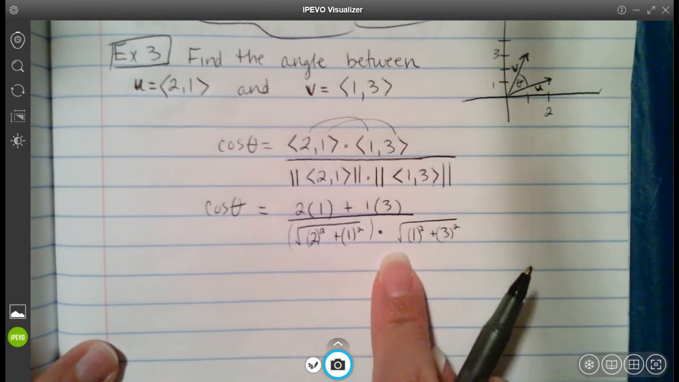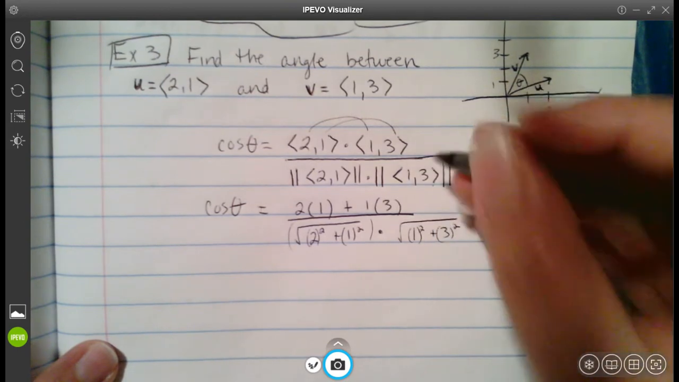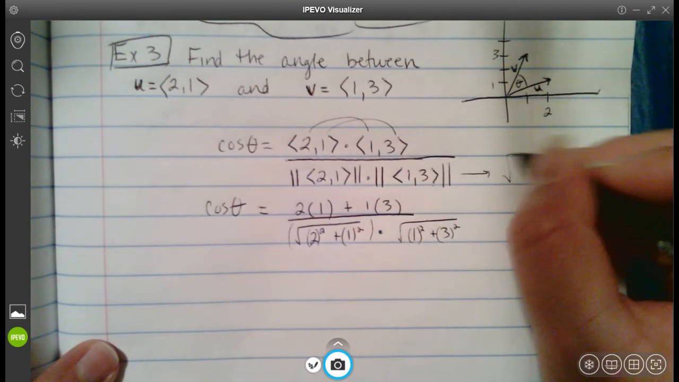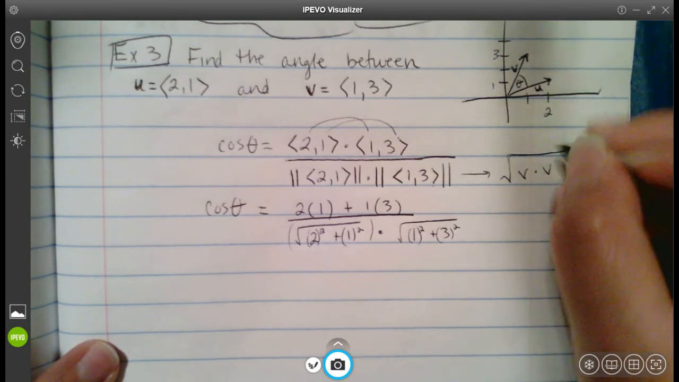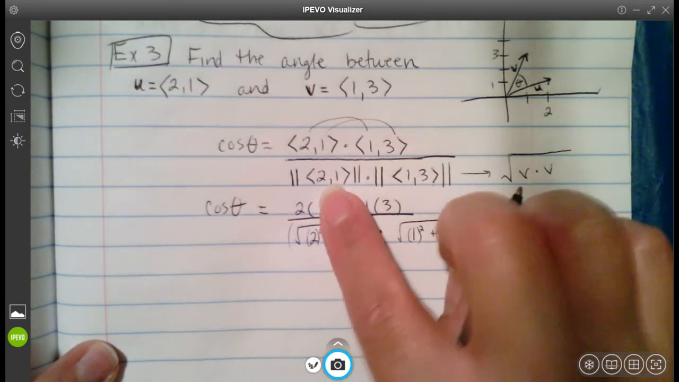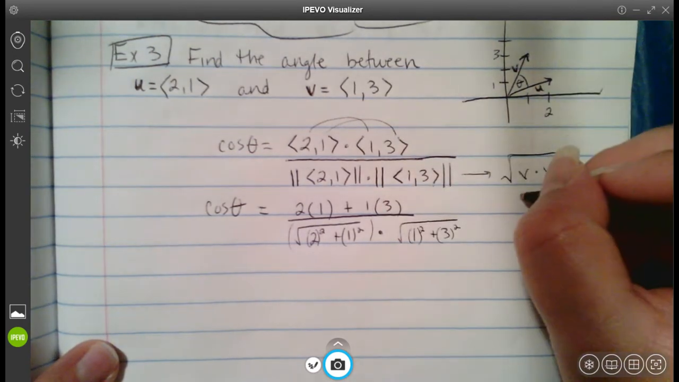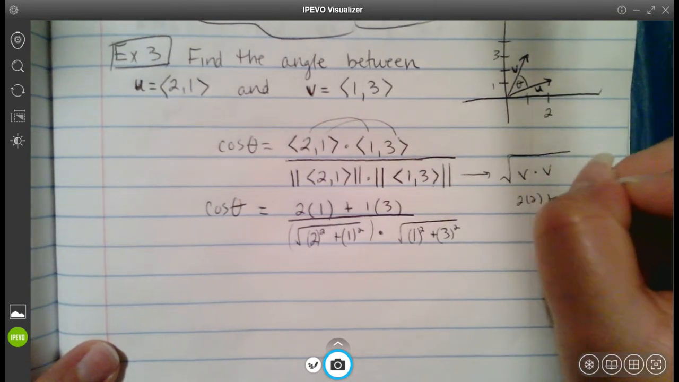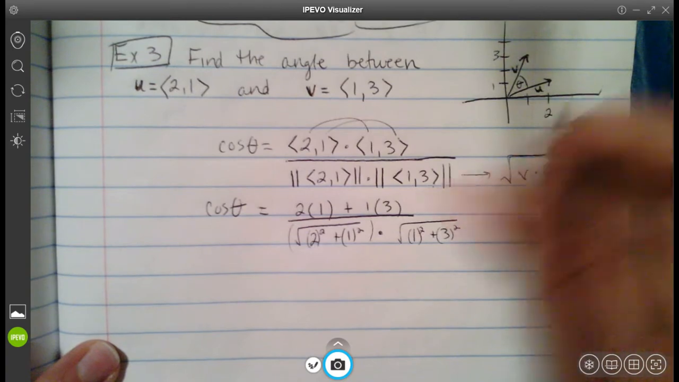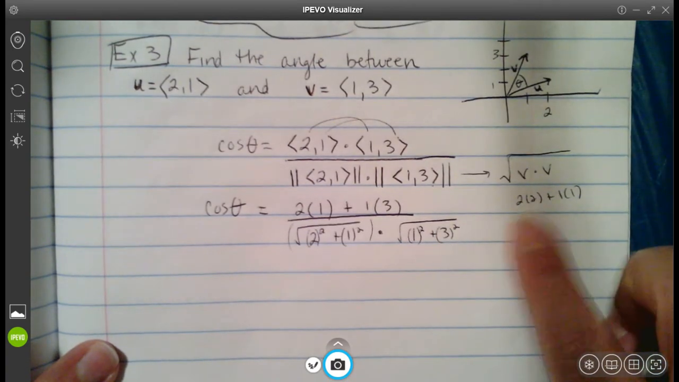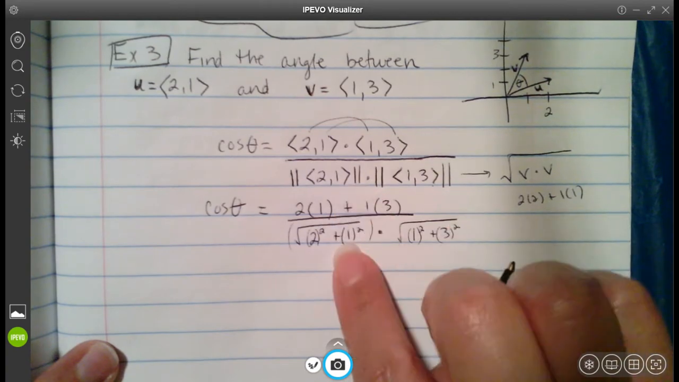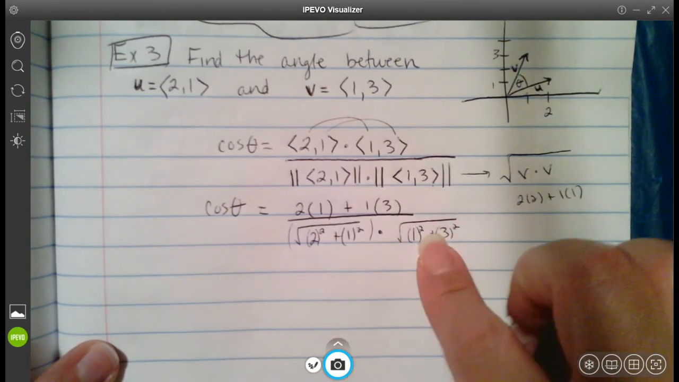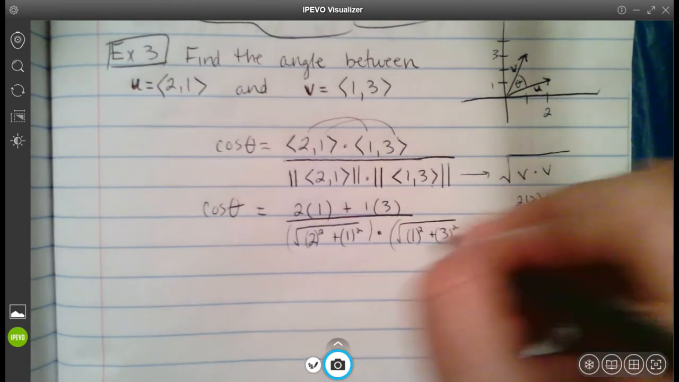And if you're not sure where these are coming from, remember that this is just the same as the square root of v times v. In this case, this is the vector times itself. It would be like saying 2 times 2 plus 1 times 1 for this one, which is the same as 2 squared and 1 squared. So that's where this is coming from, and it's the same concept with this one. Okay, so let's go ahead and work that out.